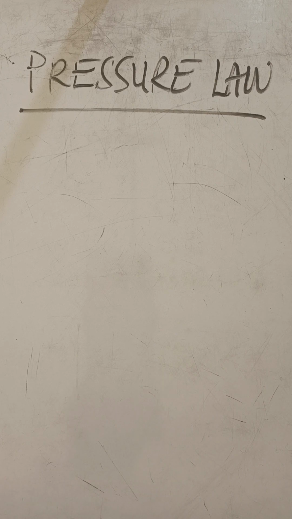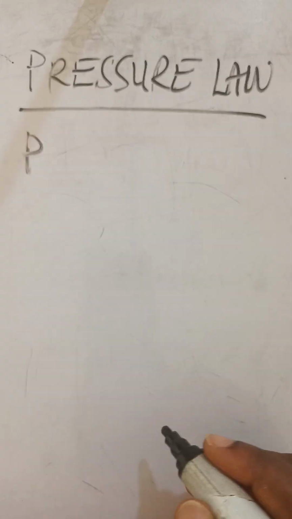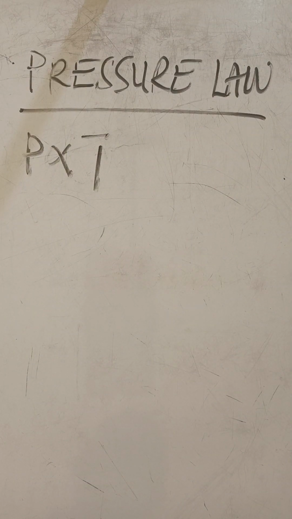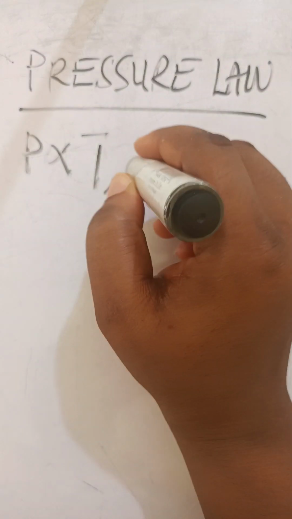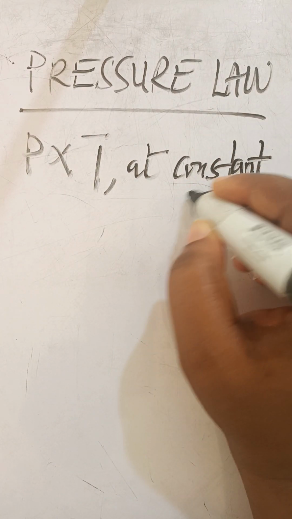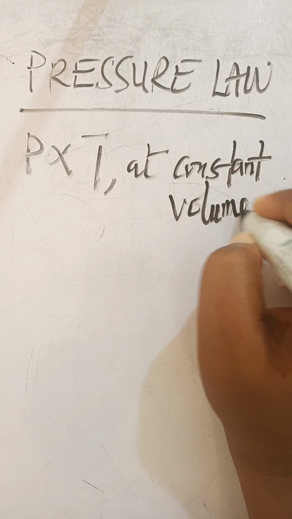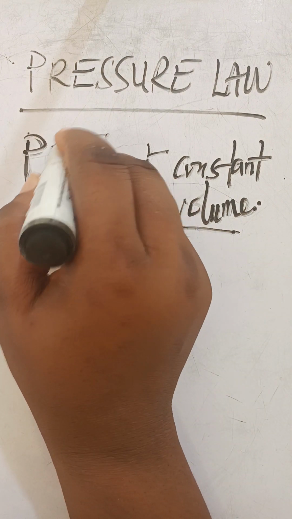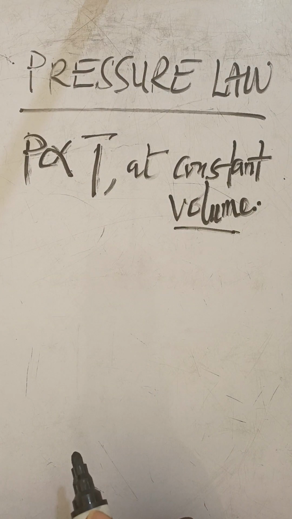So what this law is simply stating is that the pressure of the gas is directly proportional to the temperature. And this occurs only at constant volume. Yes, so when the volume is constant, then the pressure is directly proportional to the absolute temperature. Note that P indicates our pressure and T indicates our absolute temperature.